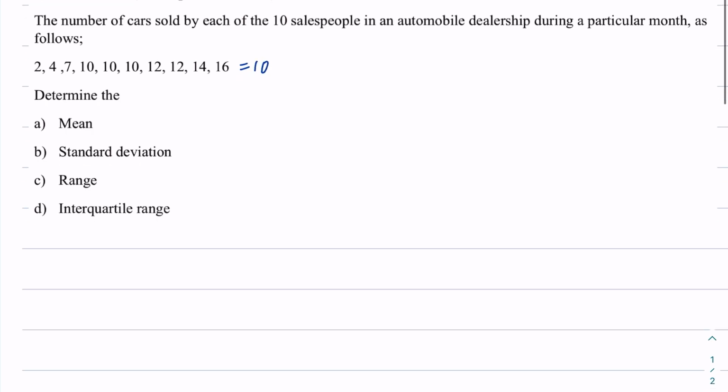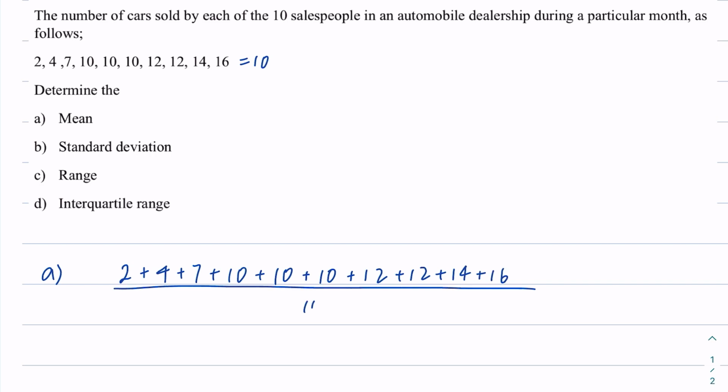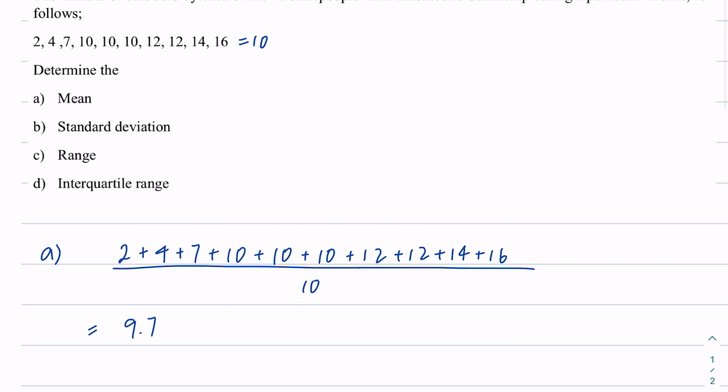For part A, we have to find out the mean. So we have to add up all these 10 numbers together, and then divide the sum by 10. The answer is 9.7. For part B, as the question doesn't mention whether it is a sample distribution or population distribution, I will use the method of calculating standard deviation of a sample distribution.